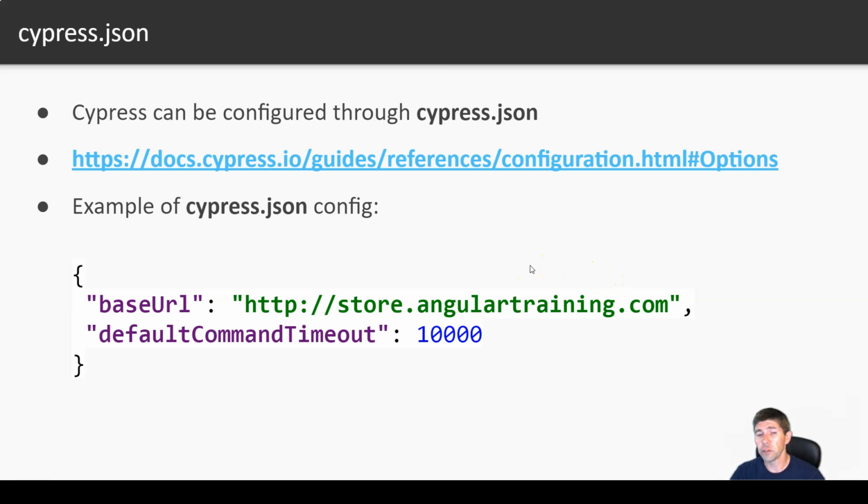We can actually make this even better and even simpler by defining a base URL in the Cypress config. So if you set that base URL to store.angulartraining.com, then you can just say cy.visit('/'), which would basically be relative to that base URL. And that cypress.json config file is where you can change everything Cypress related. So if you want a longer or a shorter command timeout, you can change it here as well. And you can decide to really override any of these config options.